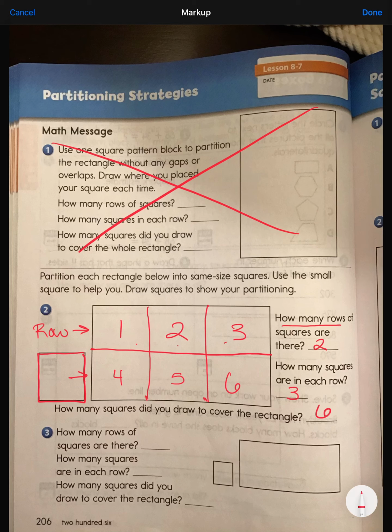It's that easy. So for each problem, you're going to have different size rectangles and different size squares to help you break it apart into, as best you can, same size parts. And then you'll answer the questions about rows, squares in each row, and how many squares you made total. This is an introduction to arrays, which we've done a little bit with in our classroom as well. All right, have fun with it.